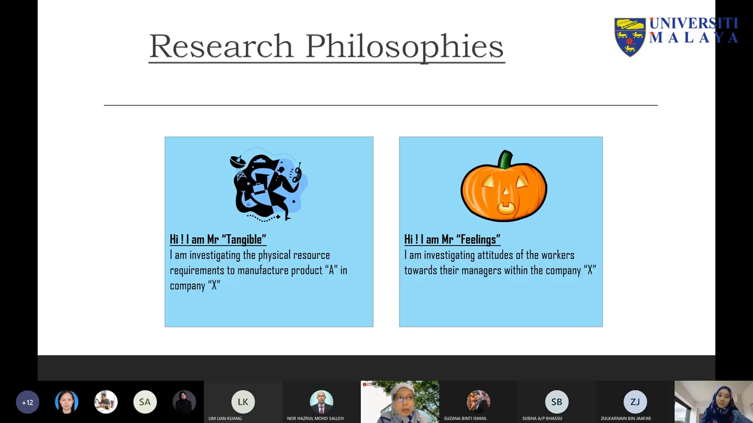Okay, therefore, Mr. Tangible said, because the way that I view reality is external, I'm studying the physical resources, the machine is external. Ontologically, I'm carrying the realist view. I'm going to investigate how many raw materials go in and how many products come out. So it is external. It is a real fact to everybody. Everybody can see it. It's not that we look at something that is not a fact to everybody.